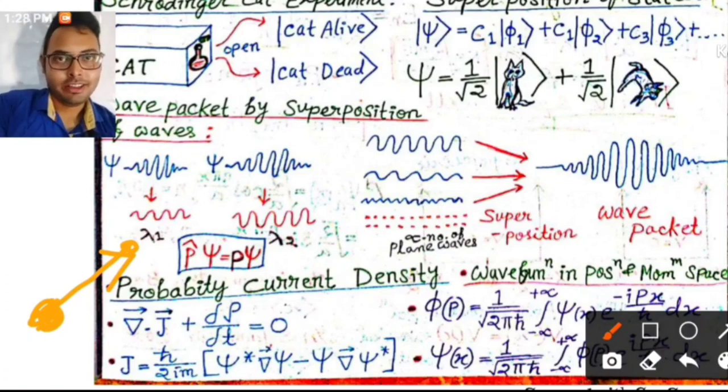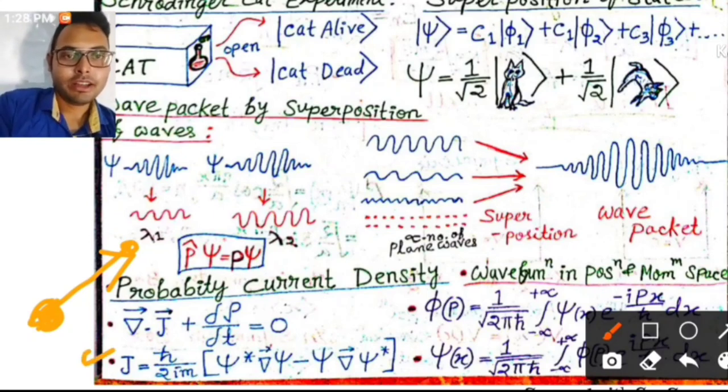This is called probability current density. Current, like it's flowing. This is the formula: J is equal to h bar by 2 i m, psi star del psi minus psi del psi star.